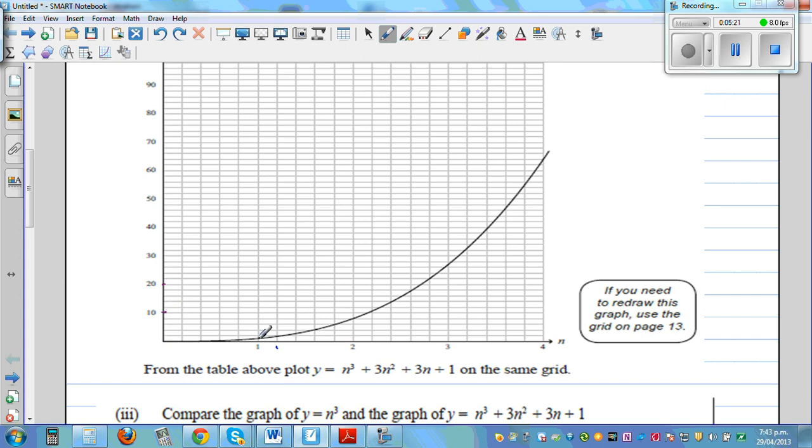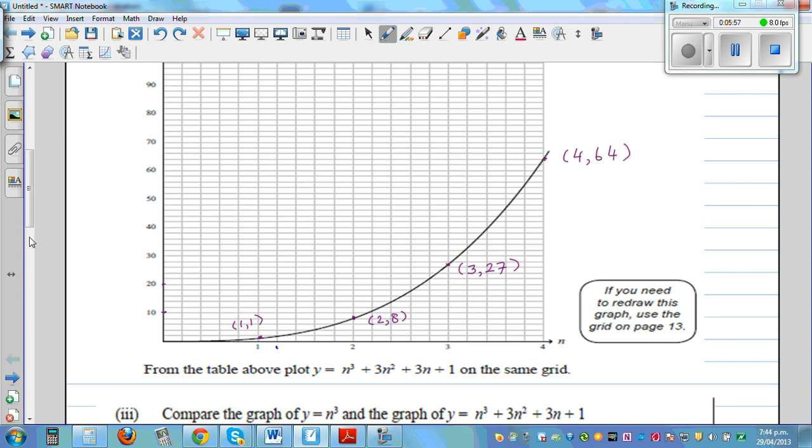So this point is 1, 1, because 1 cube is 1. This point is 2, 8. This is 3 cube is 27, this is 3 comma 27. And this is 4 comma 64. If you look properly, this is 62 and 64. This is 4 comma 64.